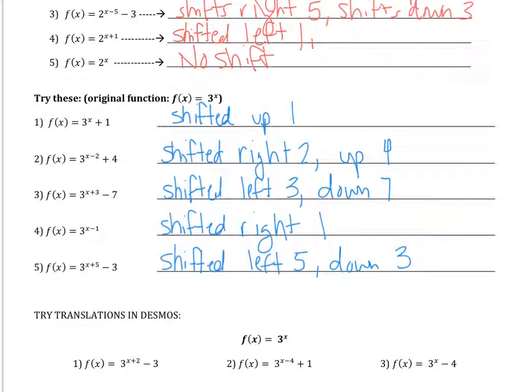Number 4, all it has is an H, no K. So it's going to only shift to the right 1. It will not shift up or down. And number 5, since it's a positive H, it's shifted to the left 5, and -3 K means it's shifted down 3. Okay, that's it. That's all you really need to know about this.